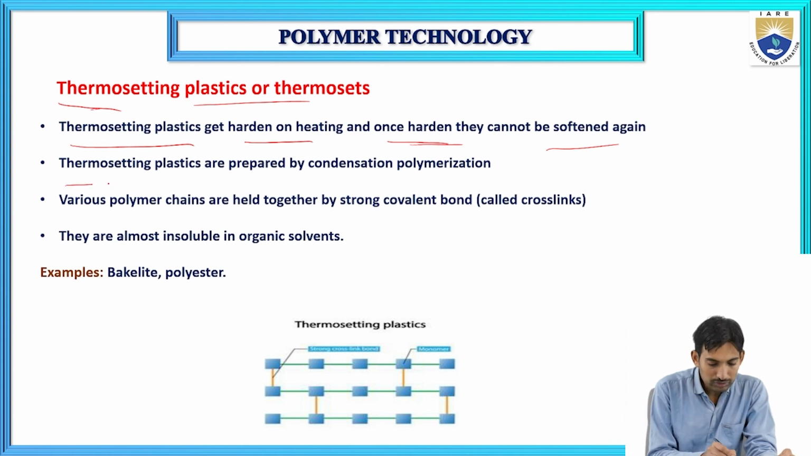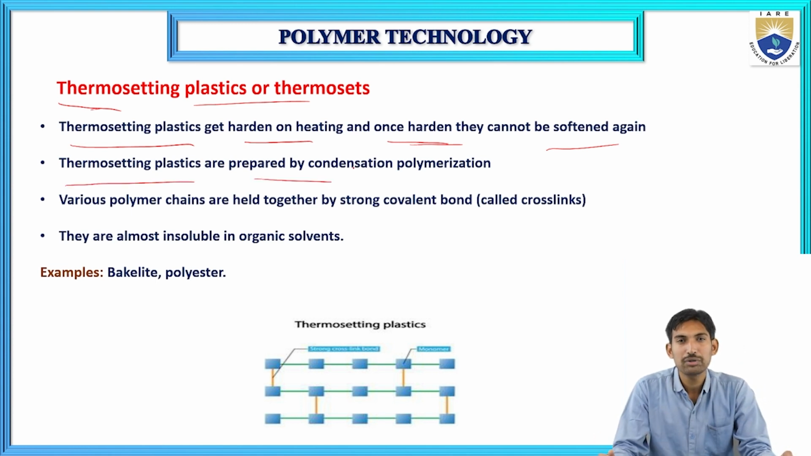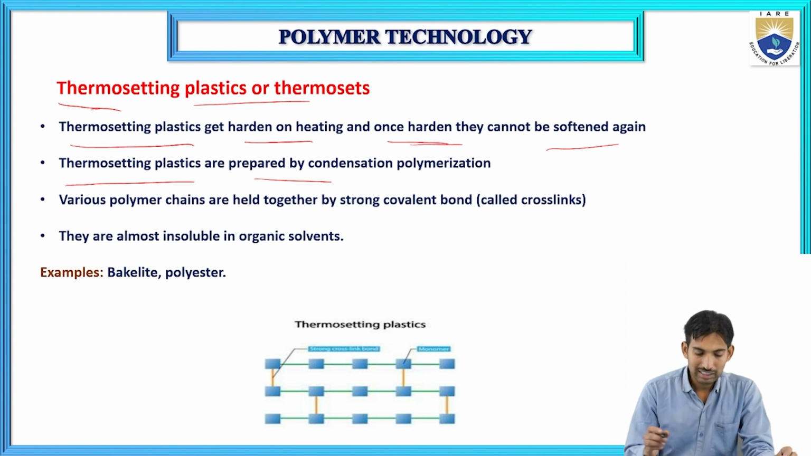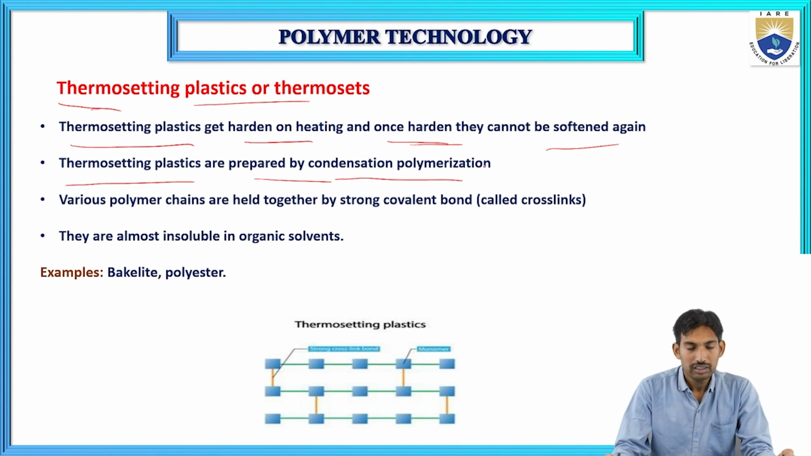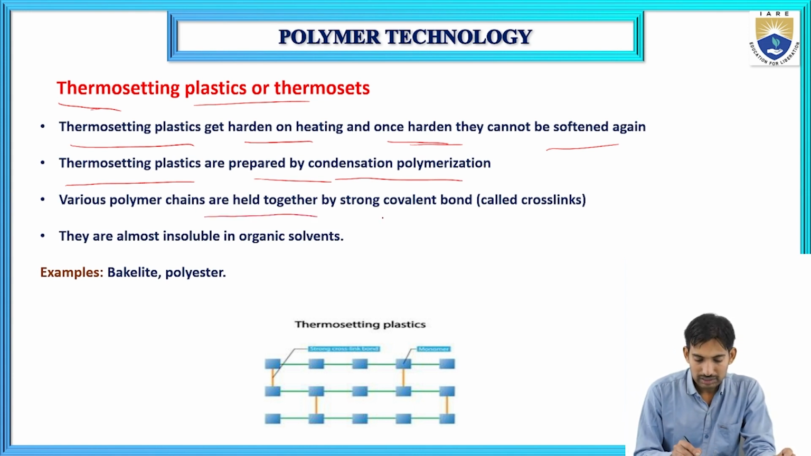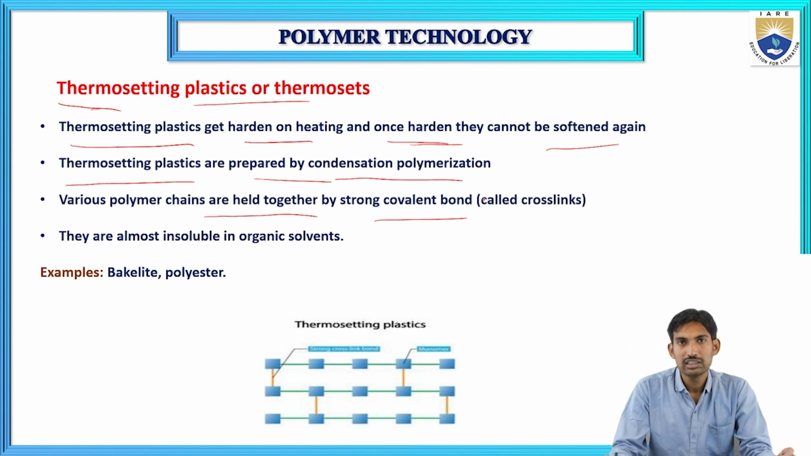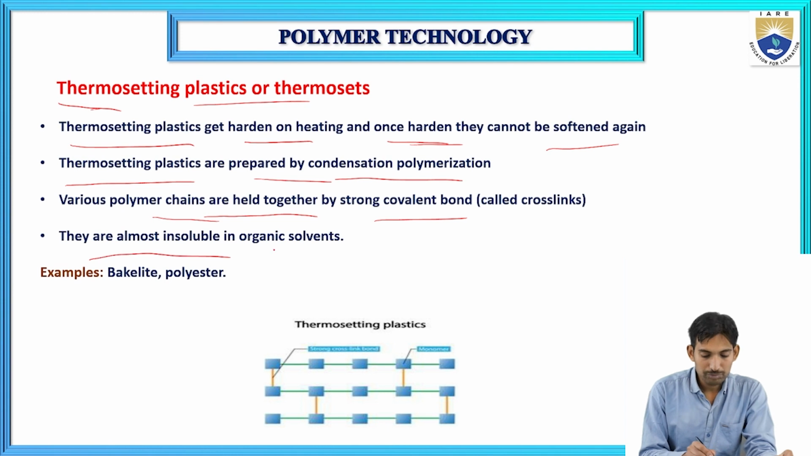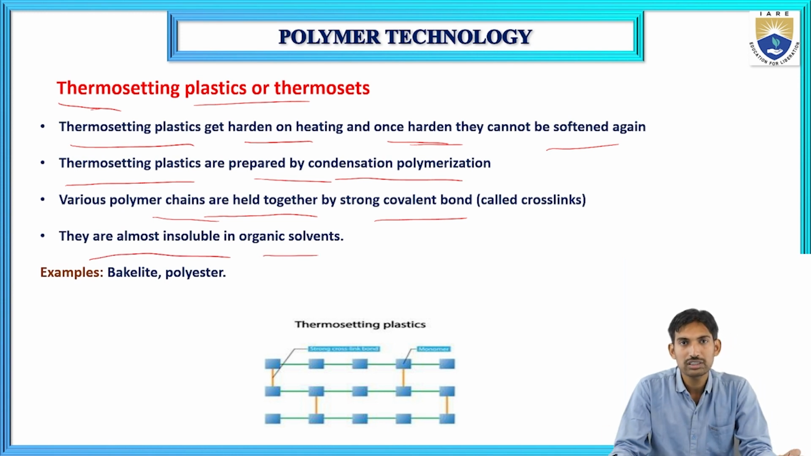The thermosetting plastics are prepared by condensation polymerization. How can we prepare thermosetting resins? By using condensation polymerization. The various polymer chains are held together by strong covalent bonds called crosslinks. In these thermosetting plastics, different polymer chains are present, held together by strong covalent bonds. They are almost insoluble in organic solvents.